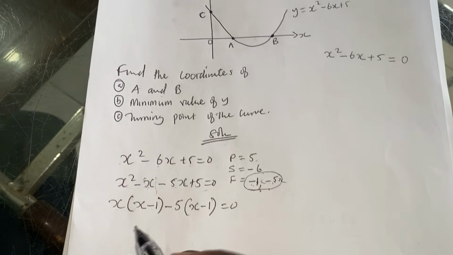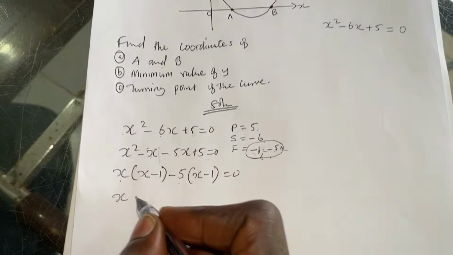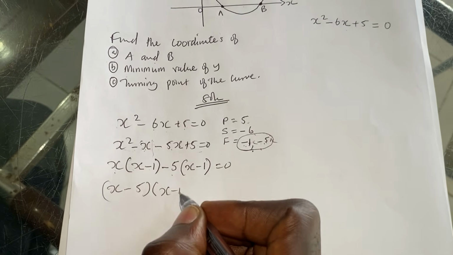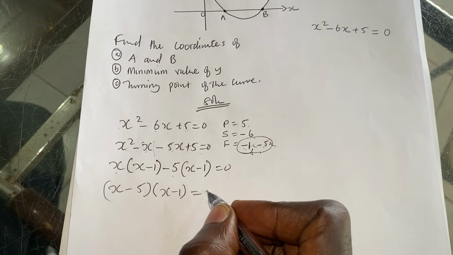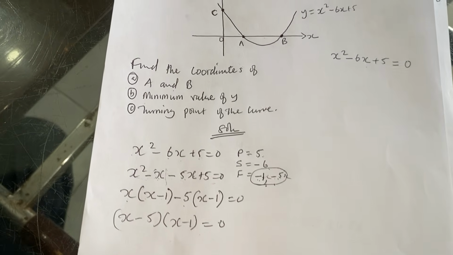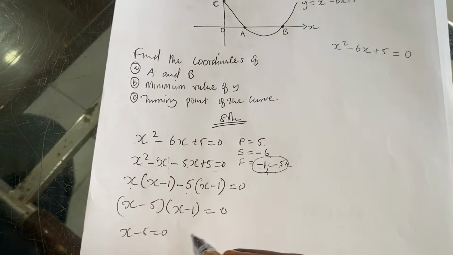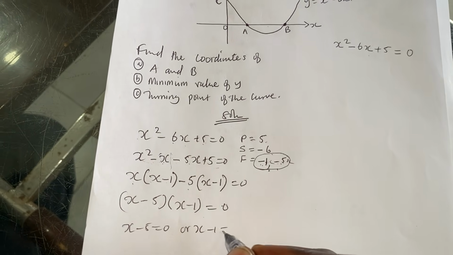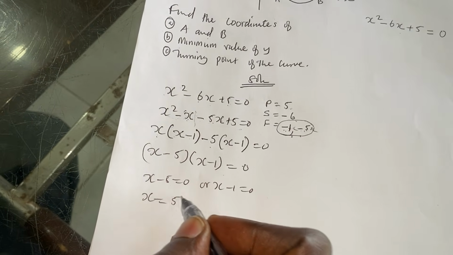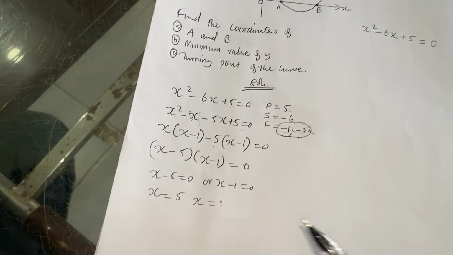So after you are done, you get this term and this term, you put them together. So I have x minus 5, then x minus 1. They are together, then you equate to x. So meaning from here now, we can see that our x minus 5 is equal to 0, or x minus 1 is equal to 0. Therefore, x is equal to 5 and x is equal to 1.